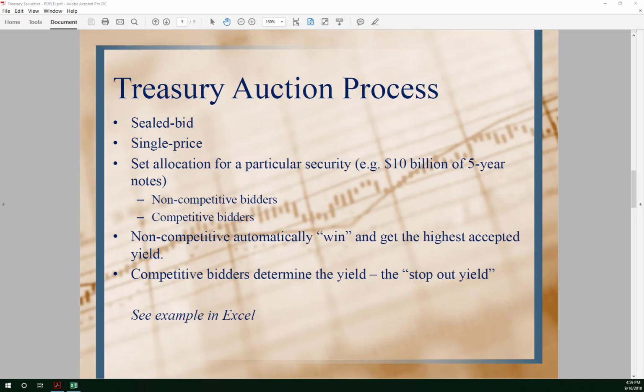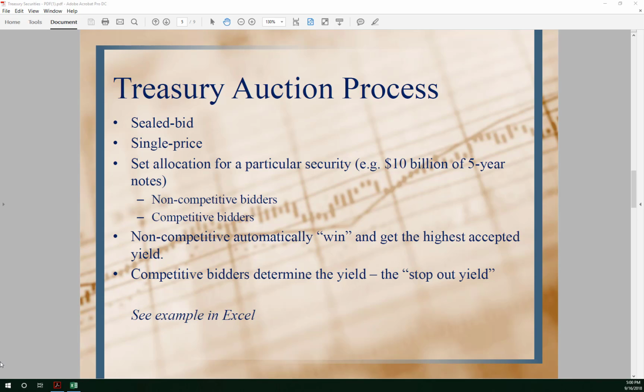So for instance, there might be a $10 billion auction for 5-year notes. We have these bidders that are broken into two parties. There's non-competitive bidders, which take whatever the highest yield is that's accepted by the Treasury. So they aren't putting in a particular price or a particular bid. They just accept what the result of the auction is. So they are automatic winners, so to speak. The competitive bidders are bidding on whatever is left of the total allocation after the non-competitive bidders have been satisfied. So again, the non-competitive bidders automatically win, and the competitive bidders are the ones who determine the yield, and that's going to be the stop-out yield.